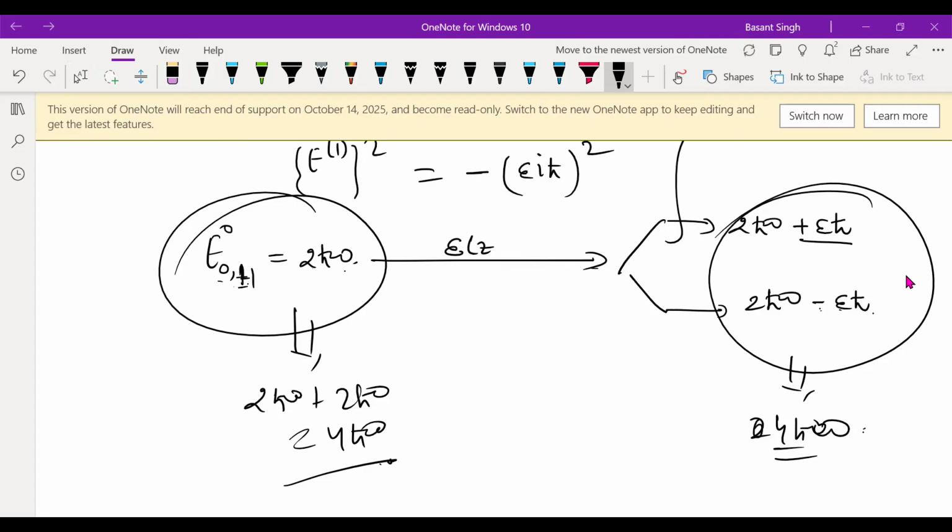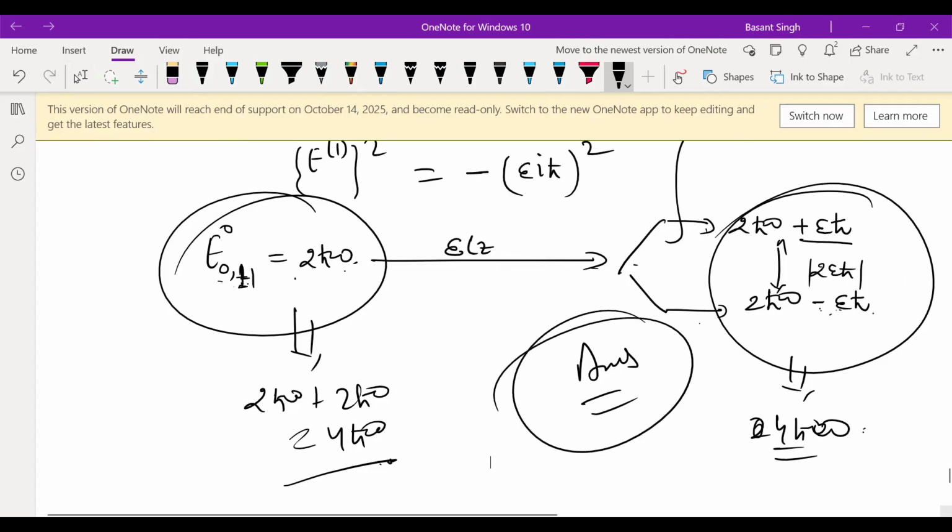But these states are split by the difference of energy. What is the difference here? The difference of energy is 2 epsilon h-bar. This is the difference in energy. Okay, this is the answer of our problem.